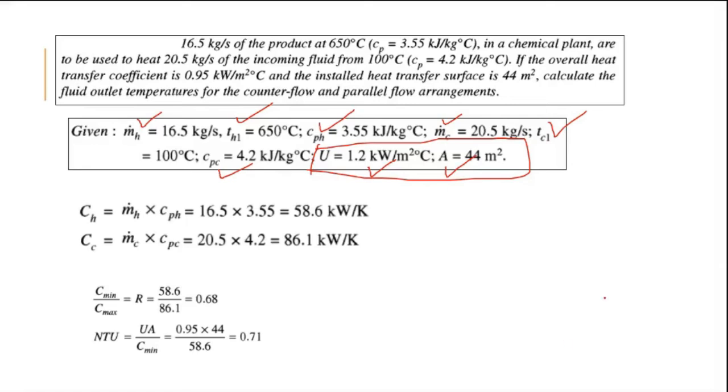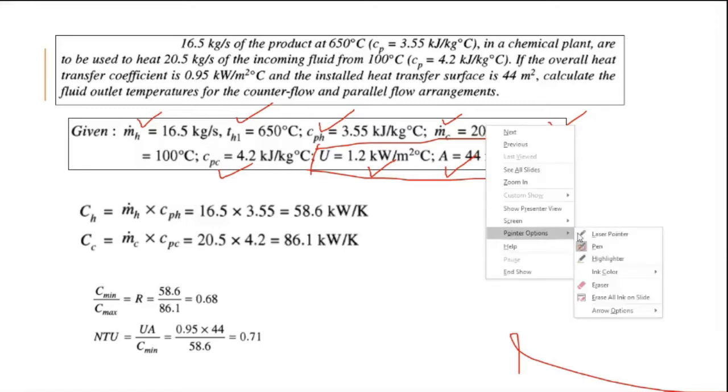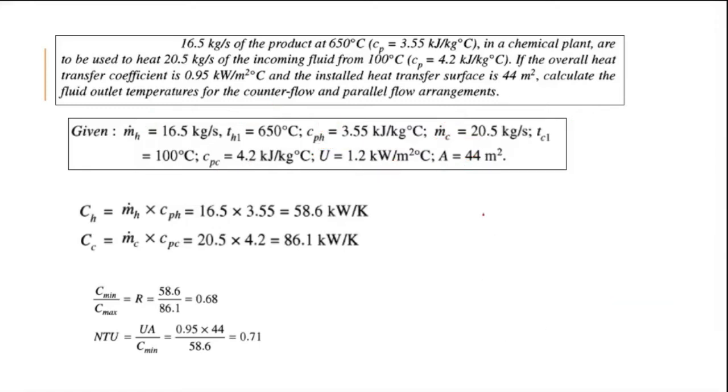Now what are the unknown values? What things you have to determine? So you have to find out TH2. This TH2 is not known and this TC2 is also not known. You have to find out both the outlet temperatures.